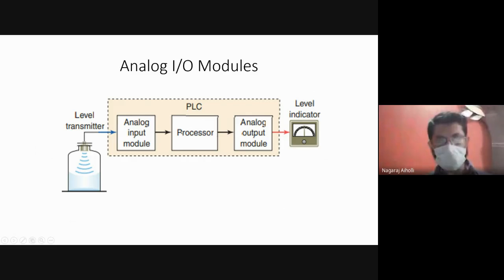The processor, based on the ladder diagram or the program that is stored, is converting the signal. It is providing the required output signal based on the ladder program that is stored in the memory of the PLC. Then from that output, it is again converting from digital to analog. In the input side, it is converting analog to digital and sending to the processor. While giving it to the output, it is converting again from digital to analog and giving it to the analog output module. From the analog output module, it indicates the level of the liquid in the tank on the level indicator. Okay.